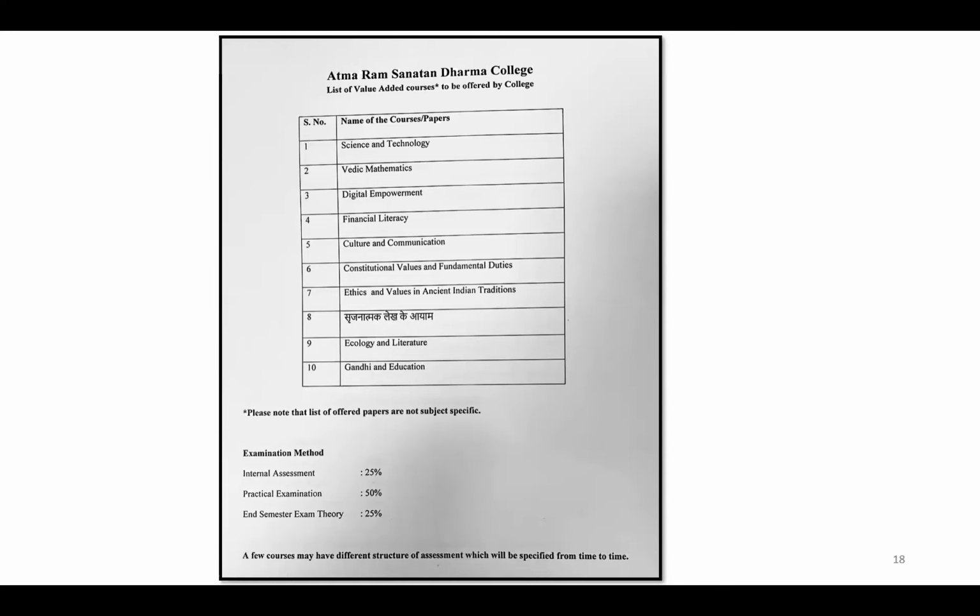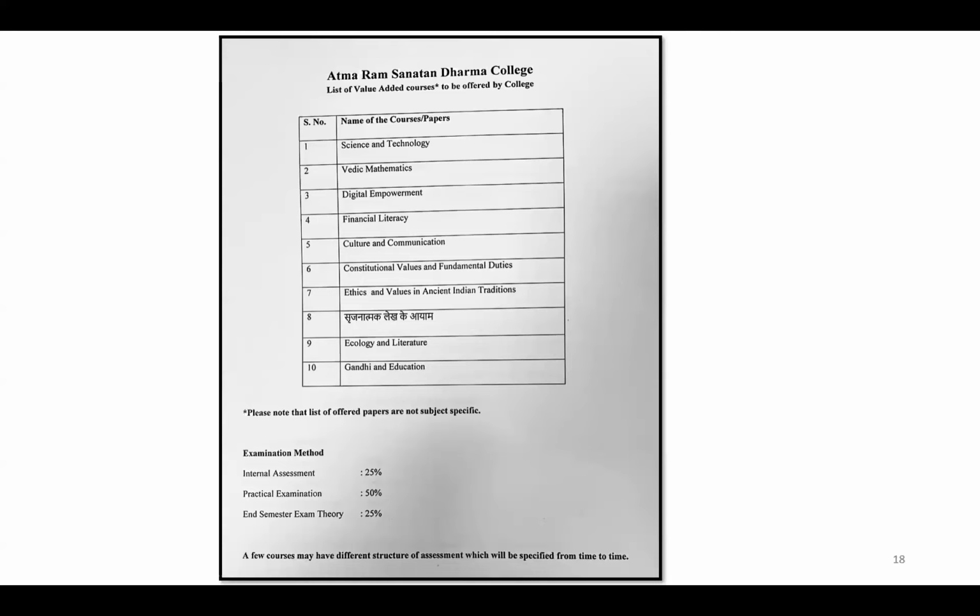science and technology. That means science and society also in terms of the change name of the paper, Vedic mathematics, digital empowerment, financial literacy, culture and communication, constitutional values and fundamental duties, ethics and values in ancient Indian traditions, Srijanatmak Lekh ke Ayam, ecology and literature, Gandhi and education.